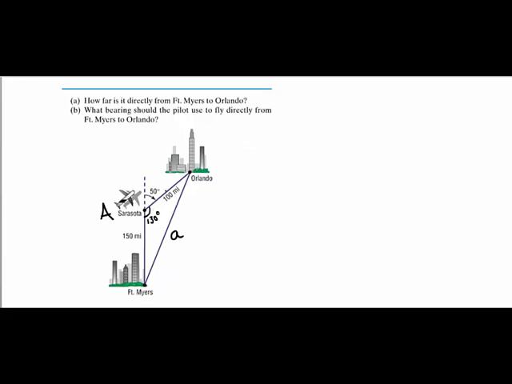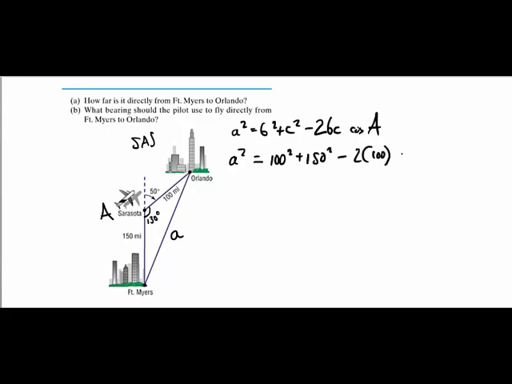All right, so what are we given? Well, we are given the 100 mile and we're given the 150 mile and the angle between them. So this is a side angle side situation. So since we have side angle side, we are going to use the law of cosines. So a squared is equal to b squared plus c squared minus 2bc cosine a. And we have now a squared is equal to, let's go with 100 squared plus 150 squared minus 2 times 100 and 150 cosine, and we know this angle is 130 degrees.